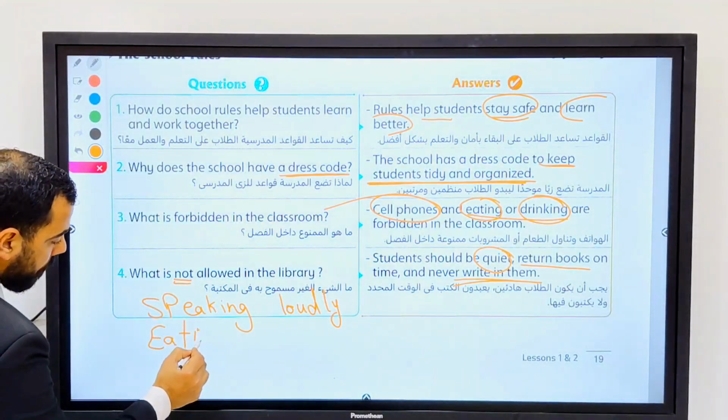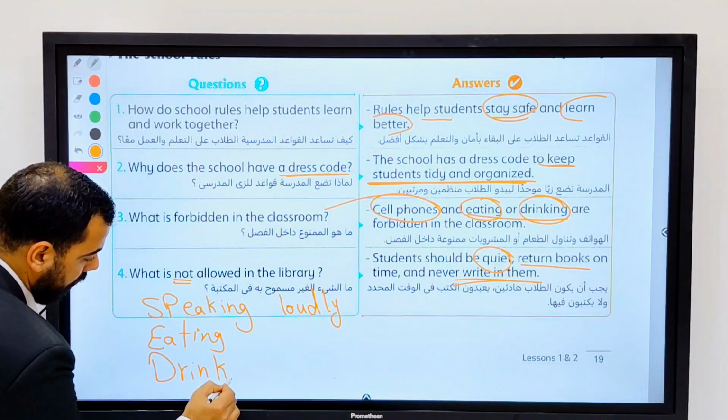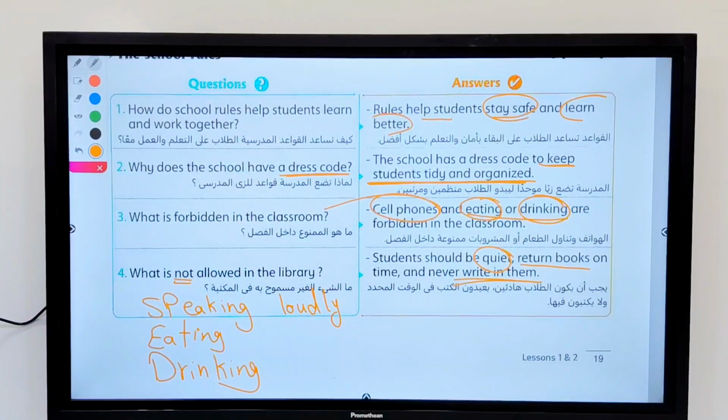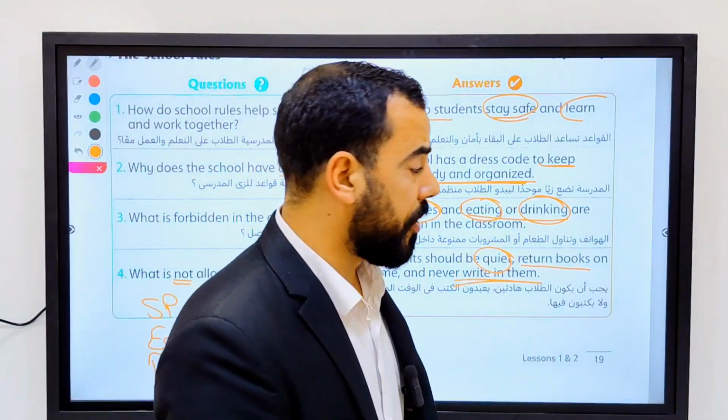Eating isn't allowed in the library. Drinking isn't allowed in the library. Okay, so there are a lot of things that you can't do in the library.